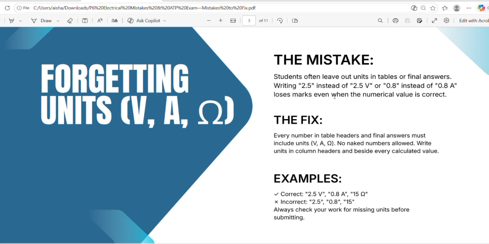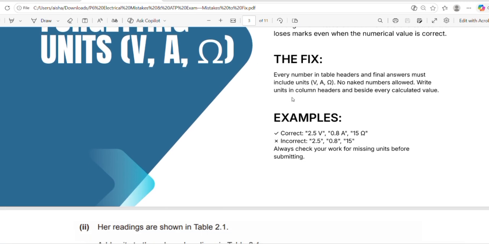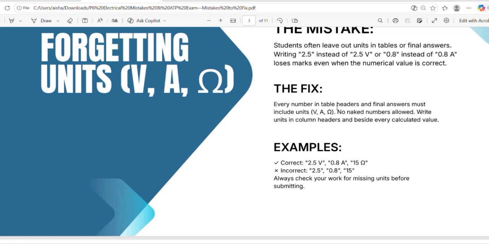numerical value is correct. You need to know that if your answer is 2.5, which is correct, and in the marking scheme it's 2.5, but you don't write the symbol, if it's asking you how much voltage and it's 2.5 volts, but you don't write 2.5 V, or if it asks you ampere, 0.8 ampere is correct, but if you don't write the symbol A, then your final answer is wrong and you will not get any marks. So what's the solution? Every number in table headers and final answers must include the units.